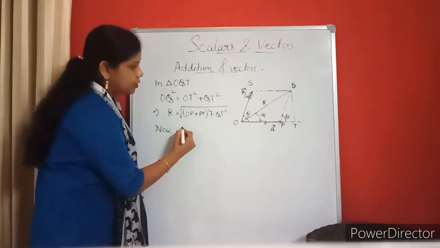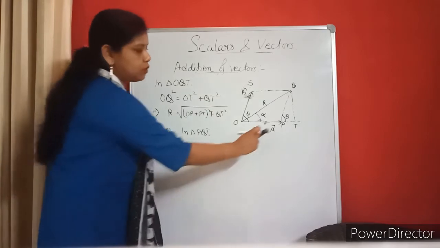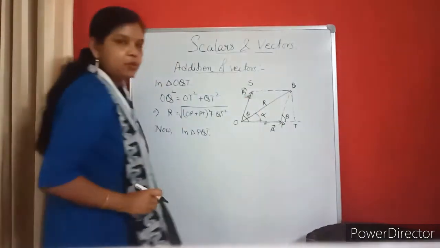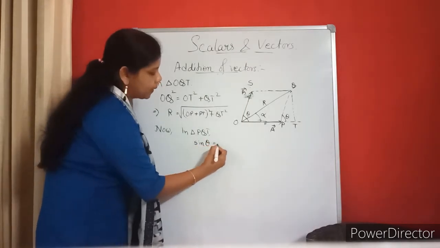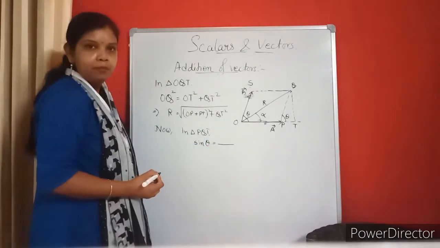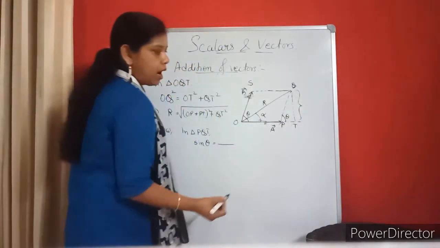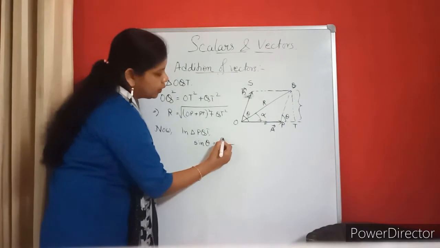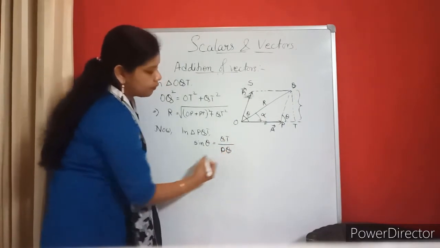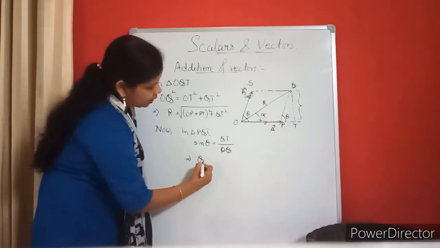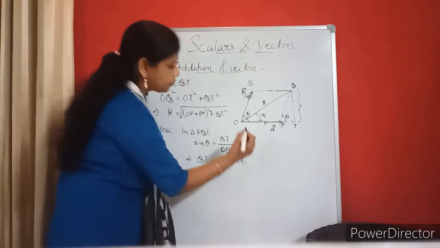So when I say in triangle PQT, which one is PQT? This is PQT. Is it okay? This is also a right angle triangle. If I ask you what is sine theta, what will you write? Sine theta is perpendicular by hypotenuse. Perpendicular is QT. Hypotenuse is QP. So QT divided by PQ. Is it okay? So what will be my QT? QT will be PQ sine of theta.